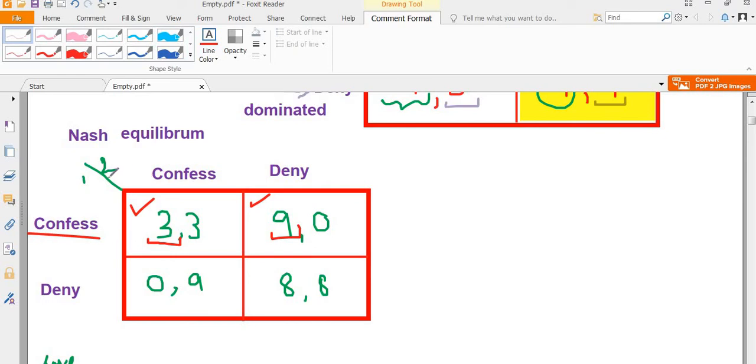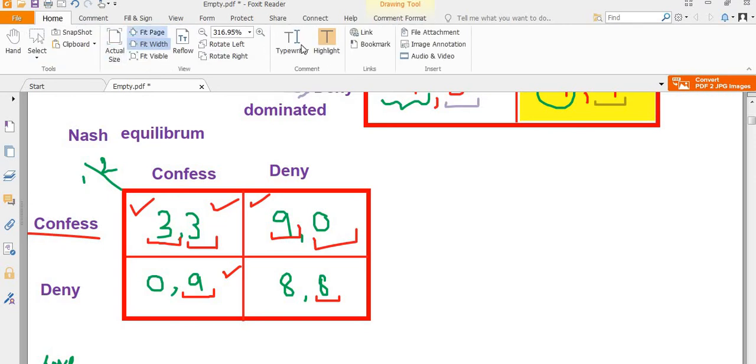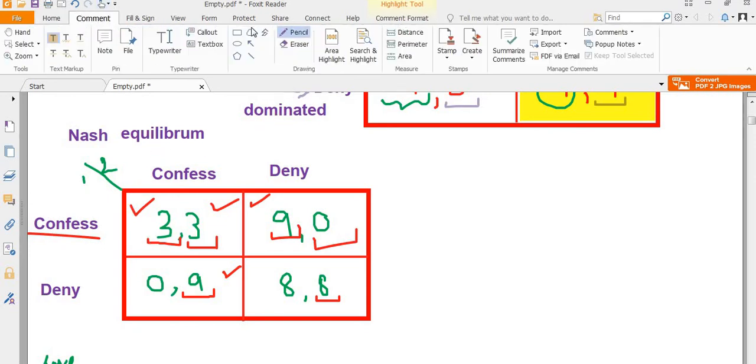So again, let's now fix the strategies for this first player. If I'm the second player and I have reasons to believe that the first player will confess, I look at 3 versus 0, I'm better off playing confess. Similarly, if I have reasons to believe that player 1, which is prisoner 1, will deny, I compare confess payoff 9 with deny payoff 8, and I'm still better off playing 9, which is confess. So again, this comes out to be the Nash equilibrium.